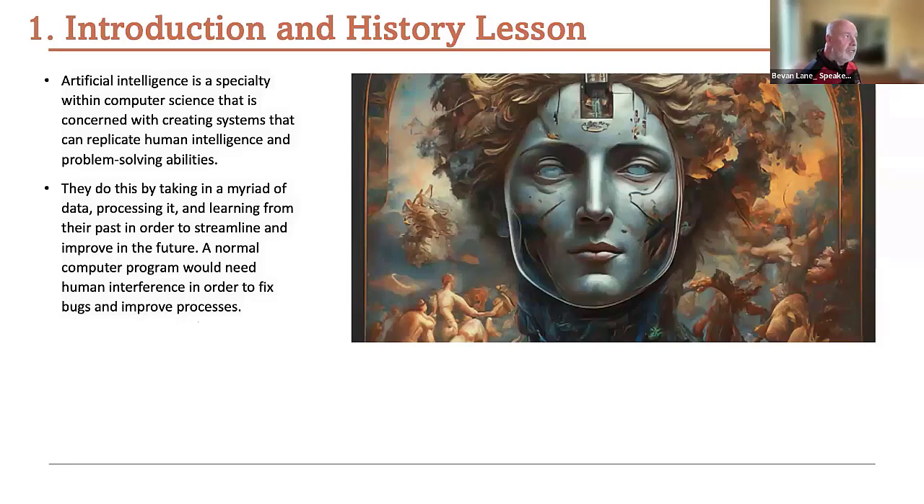The definition is about creating intelligent systems that can replicate human intelligence and problem-solving abilities. And obviously, it needs to learn somehow. So it takes data, and in order to improve in the future, it finds a way to learn from it. There's a lot of discussion about the difference between machine learning and artificial intelligence, where the line is. Often they're used incorrectly, one term used for the other. But the fact is, artificial intelligence is about learning, about streamlining.